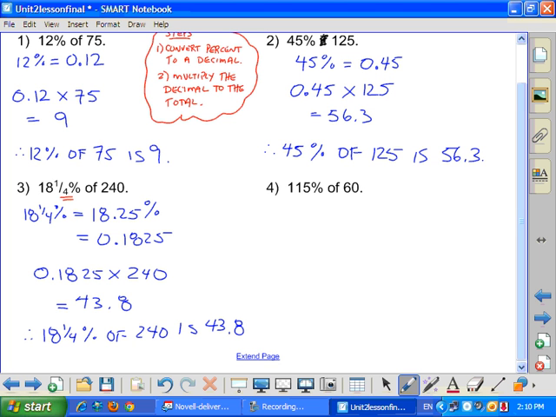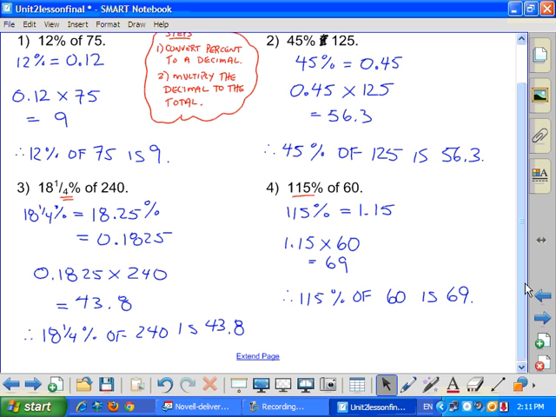The catch here is that we're dealing with 115%, so we're dealing with something larger than 100%. Just remember, we're dividing by 100 to convert it to a decimal, so it'd be 1.15. When you multiply that, we're going to end up with a bigger number. So 1.15 times 60, and I know this because I'm dealing with more than 100%, so I end up with 69.